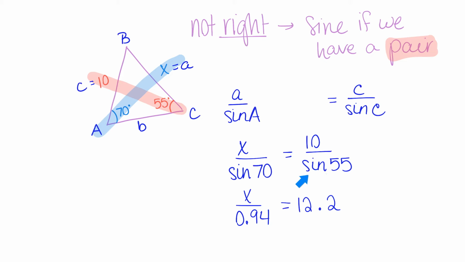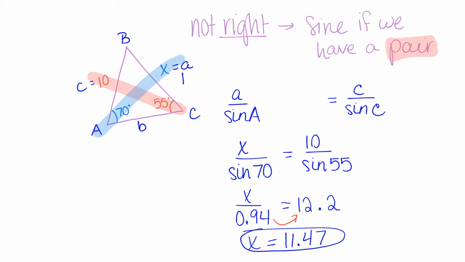Now play with your calculator and make sure you're getting 12.2. You might have to put this in a different order, so figure out how your calculator reads that. But you should get that. So now we're just trying to find x. That means we need to move this 0.94, and we're going to move it with multiplication because it's dividing. So x equals 12.2 times 0.94, and I get 11.47. And there is my answer.